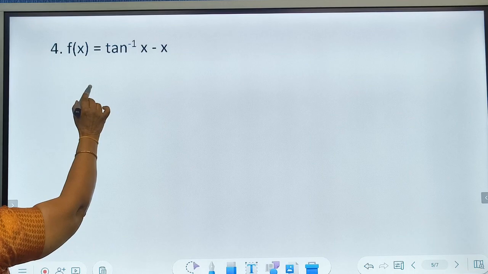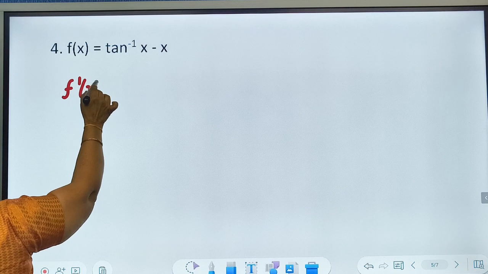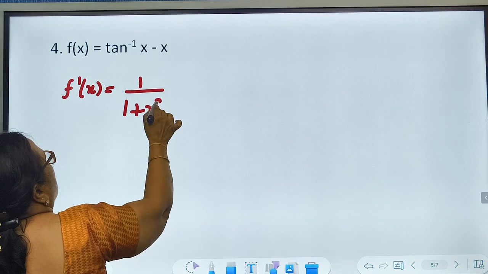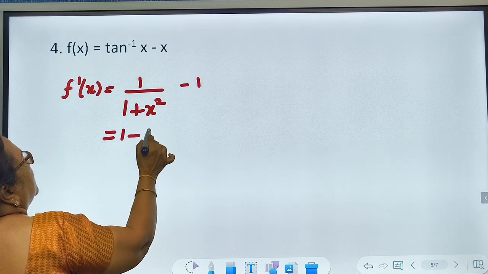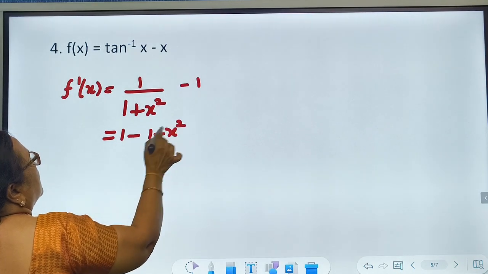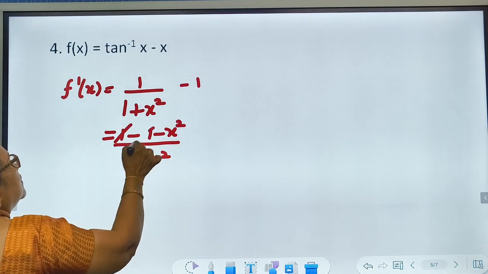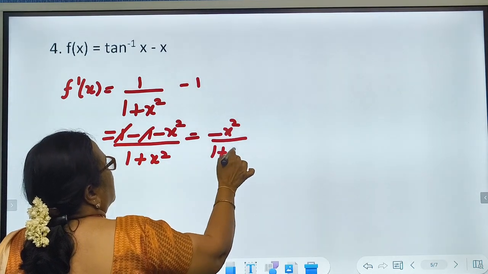Now, f of x is tan inverse x minus x. So what will be your f dash of x? The derivative of tan inverse x is 1 by 1 plus x square, minus 1. So 1 minus 1 minus x square by 1 plus x square will be minus x square by 1 plus x square.